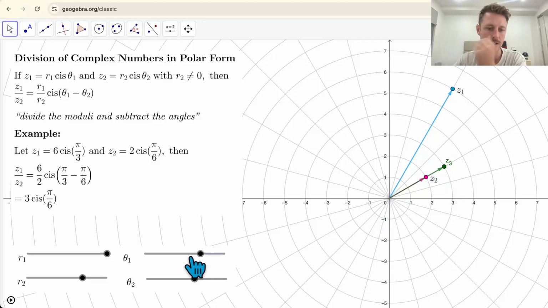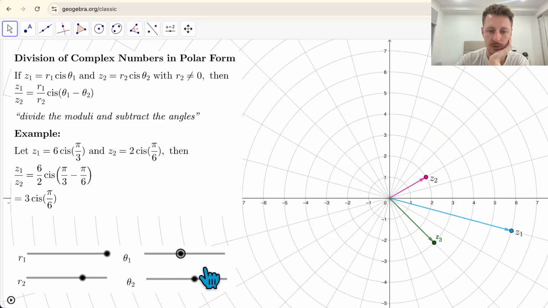So let's just have a play around to see the effect of division. We're taking the blue one, dividing by the pink one, and the green one is the resultant vector. So we're getting all this fun stuff going on. What's going on there? Oh yeah, makes sense.